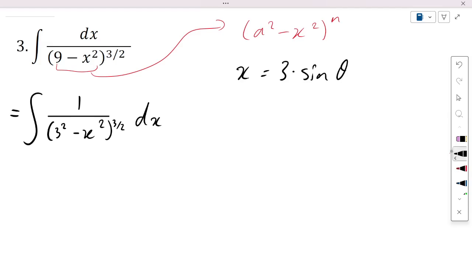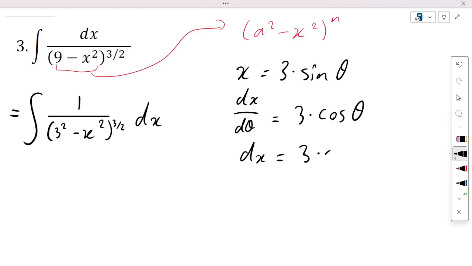Okay, so now that we have that, let's just find the first derivative. Implicit differentiation: we're going to say dx by d theta is equal to 3 multiplied by the derivative of sine theta, which is just equal to cosine of theta. Now we're going to get dx on its own, so it's going to be 3 multiplied by cosine of theta with respect to theta. And now we have something to replace dx with. Perfect. So we can replace dx, we can replace x.